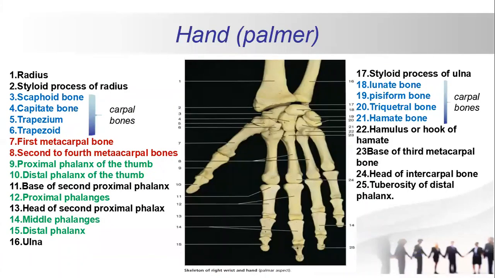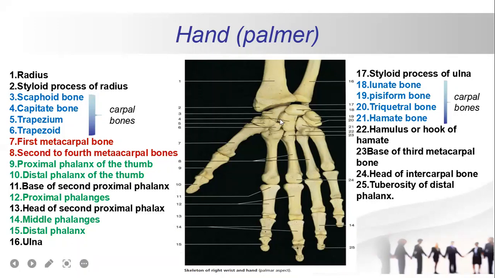We have the bones of the hand, and with this image we can also identify the distal aspects of the radius and ulna. Number 1 is the radius and number 16 is the ulna. Number 2, we can identify the ulnar styloid process right here. Number 3, we have the scaphoid bone.